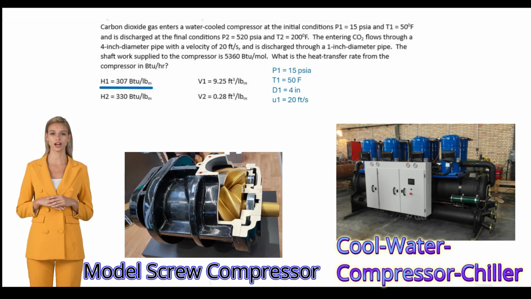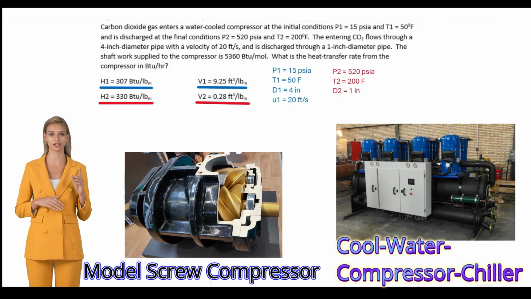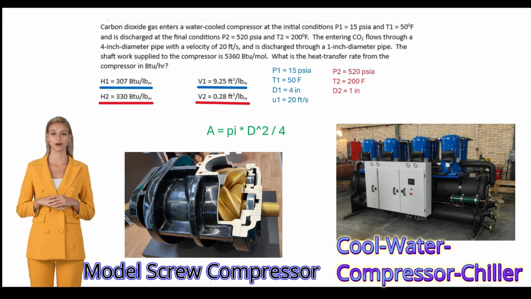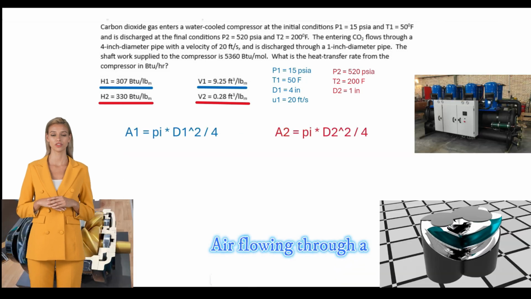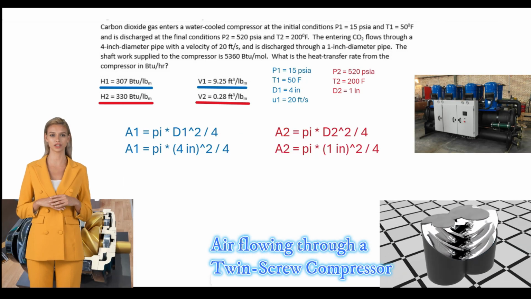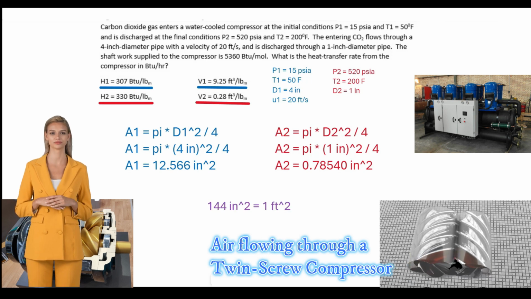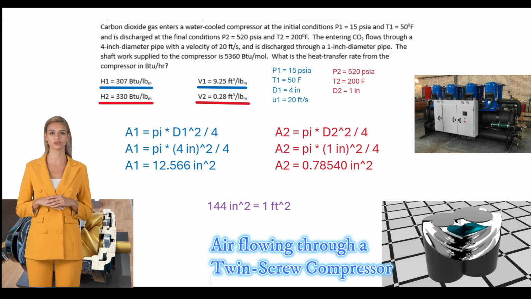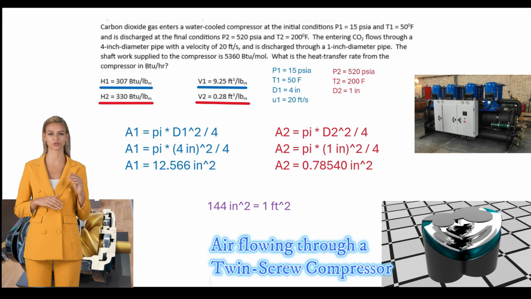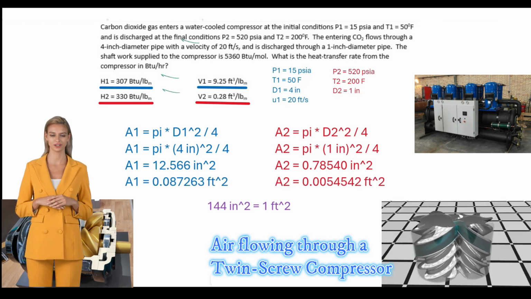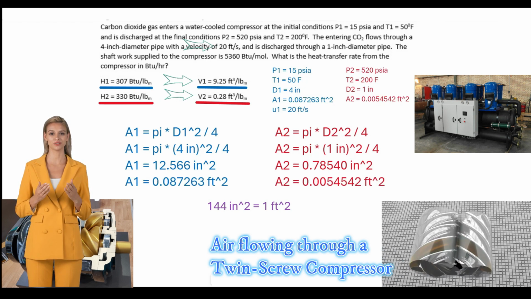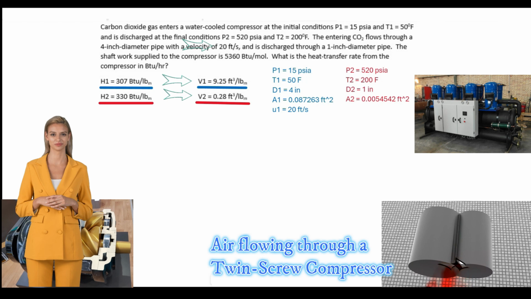You have the given values for both state 1 and state 2. Area of a pipe is equal to pi times the diameter of the pipe squared divided by 4. Solve for the area of the entering pipe, which is state 1, and the area of the discharged pipe, which is state 2. Use the conversion of 144 square inches equals 1 square foot to get area in terms of square feet to have consistent units with other values in this problem.